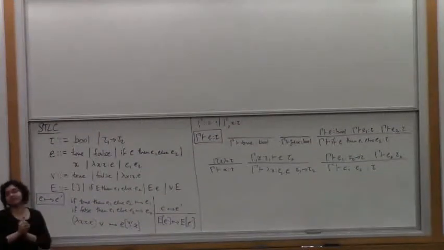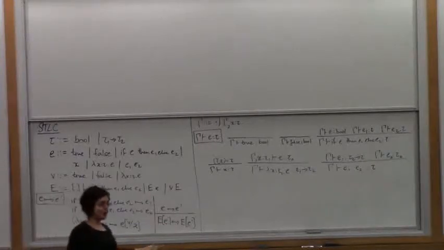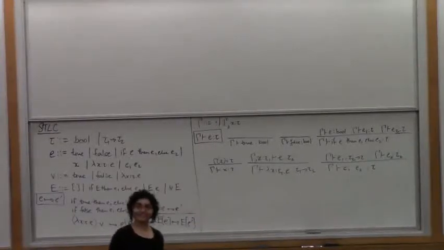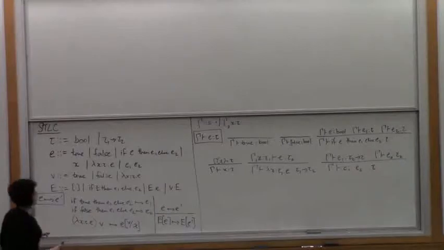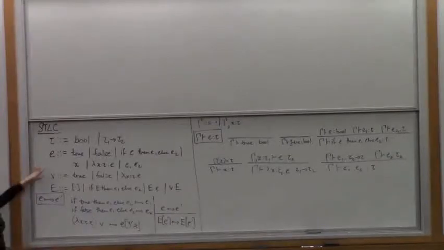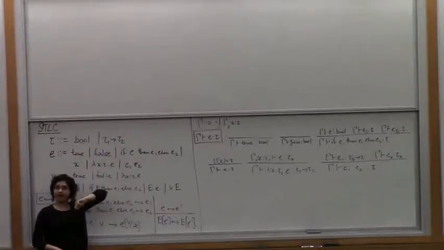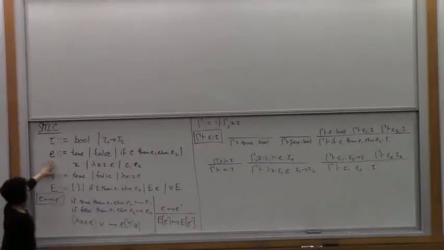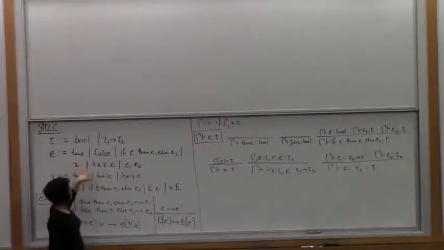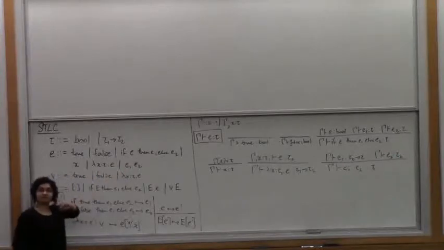So here's the simply typed lambda calculus. Hopefully you're all completely familiar with this, but let me just go through it. Simply typed lambda calculus with booleans added. So we have booleans and we have functions, tau 1 arrow tau 2. Expressions in the language include true, false, if then else, and of course variables, abstraction, application.